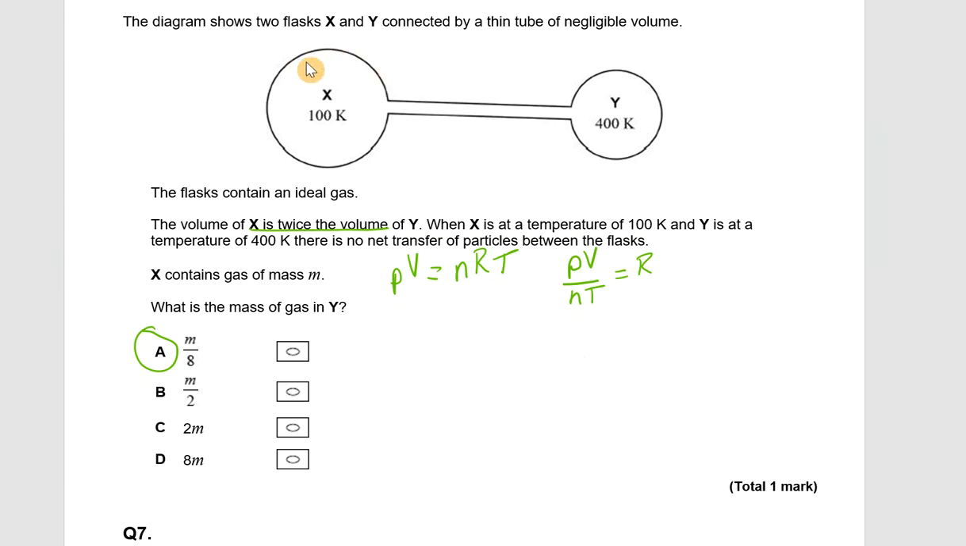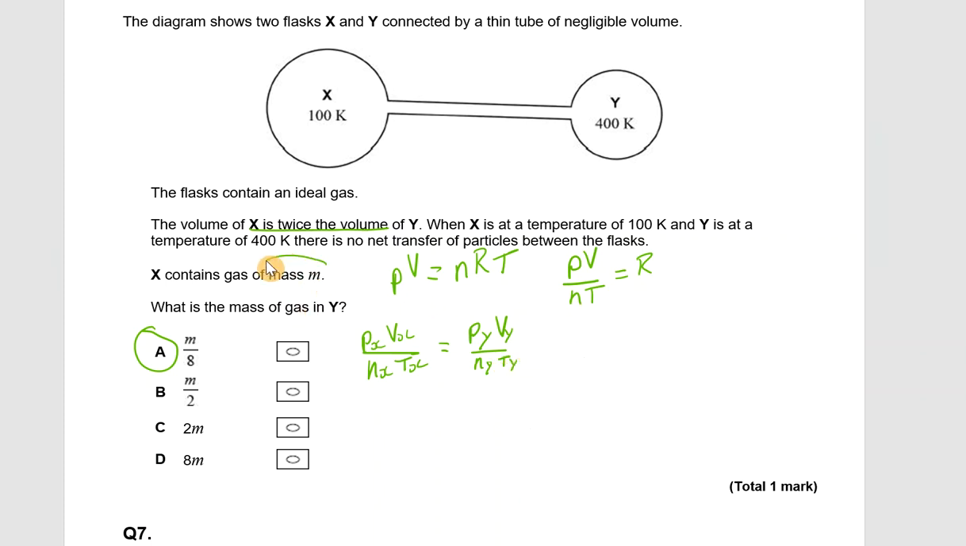So I could say we've got two conditions here. We've got a gas in X and a gas in Y, but for both of them, if I multiply the pressure by the volume, and divide it by the number of moles and the temperature, I'm going to get the same value. So I could say that the pressure in X multiplied by the volume in X over the number of moles in X and the temperature in X is going to equal the pressure in Y times the volume in Y over the number of moles in Y and the temperature in Y.